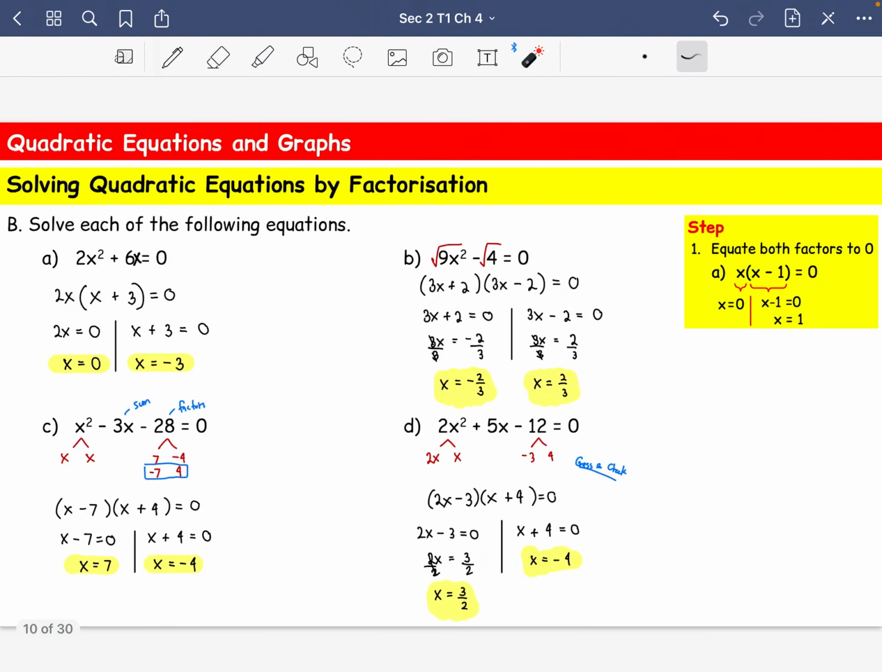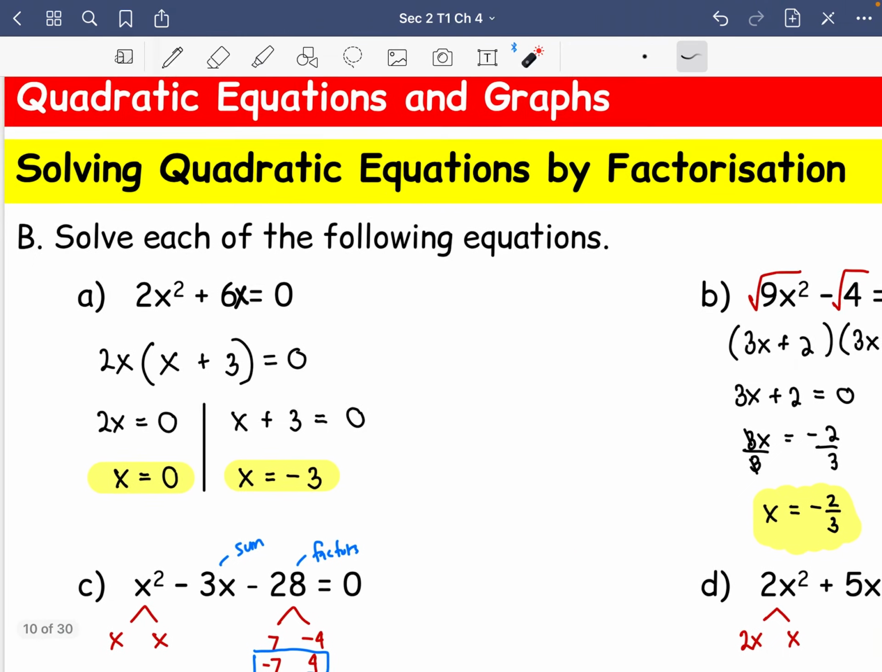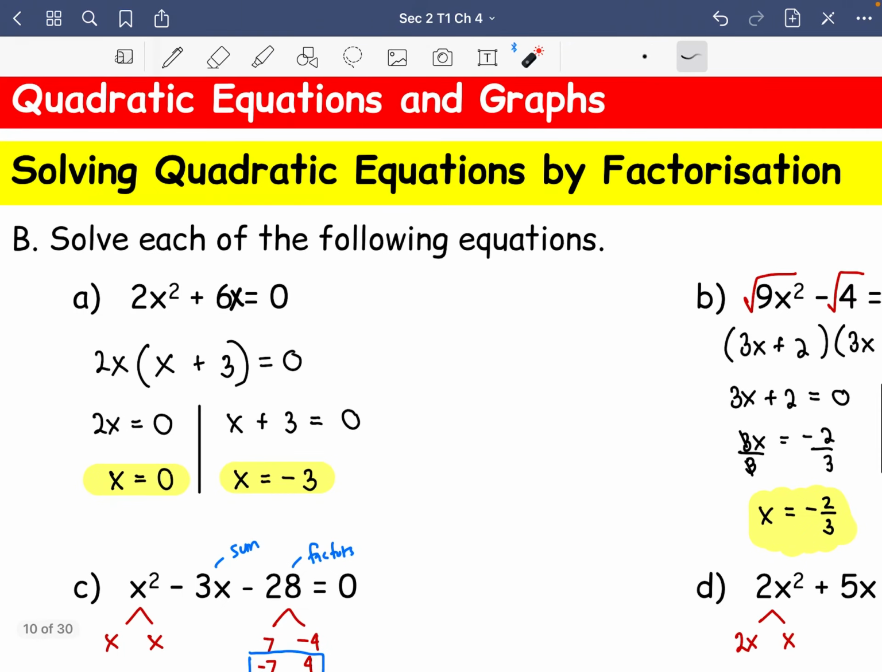And for this set of questions, you need to factorize first. So let's have letter A. We have 2x squared plus 6x equal to 0. How do we solve for the values of x? Observe your equation. You have two terms.